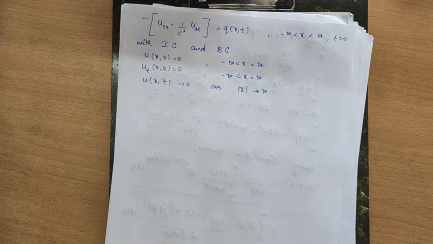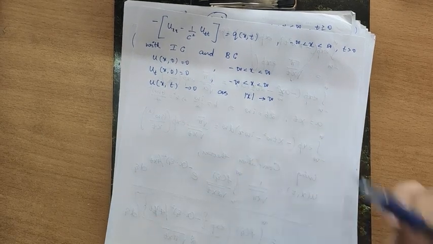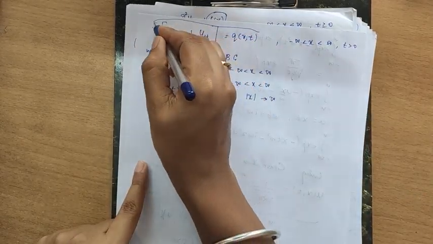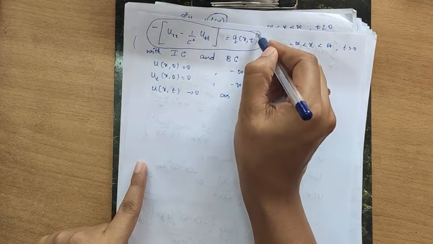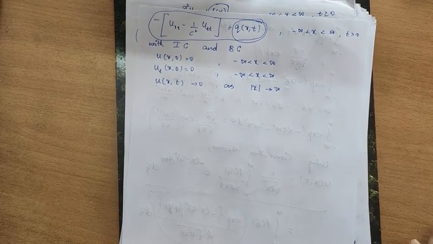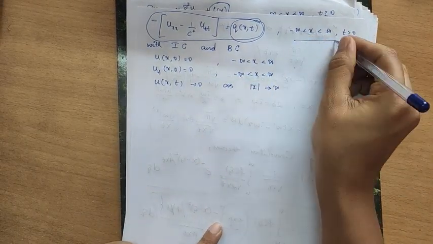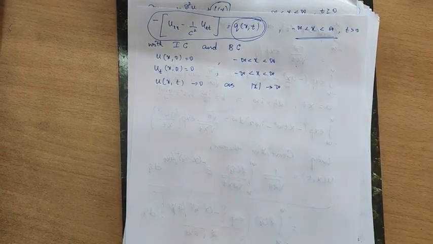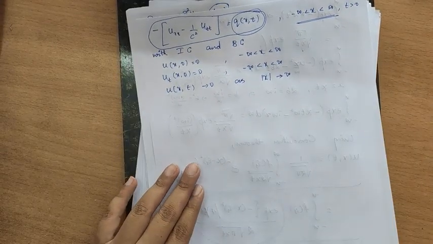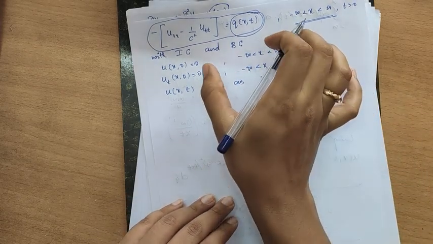Hello dear students. Now in this session let's find the Green's function for this wave equation. You can observe this wave equation is an inhomogeneous wave equation. We have a boundary condition as well as an initial condition, and our domain is infinite. So now the first step is I have to write the Green's function for this problem.